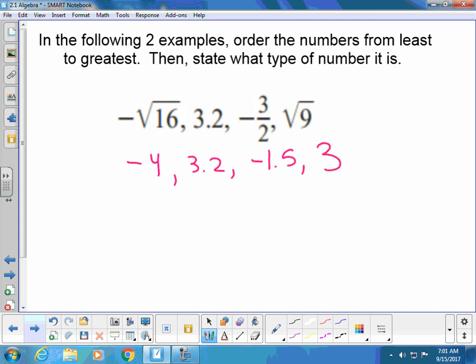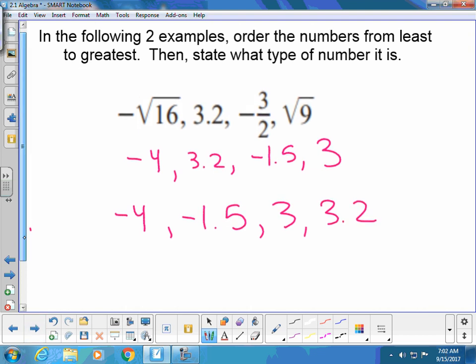Let's go ahead and stick them in order first, and then we'll state what kind of number they are. So the -4 is actually going to be the smallest. It would be the furthest left on the number line. Then -1.5. Then 3. Then 3.2.